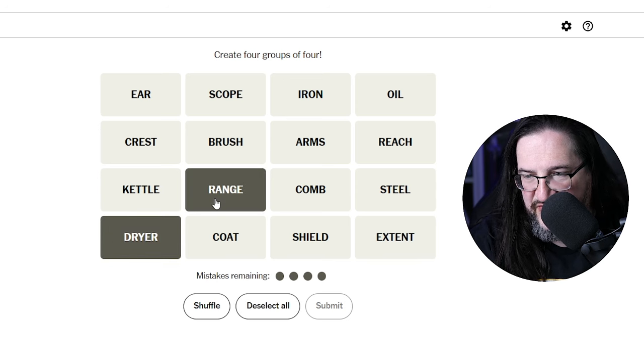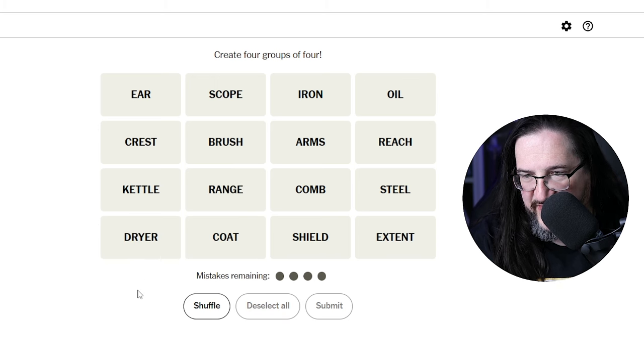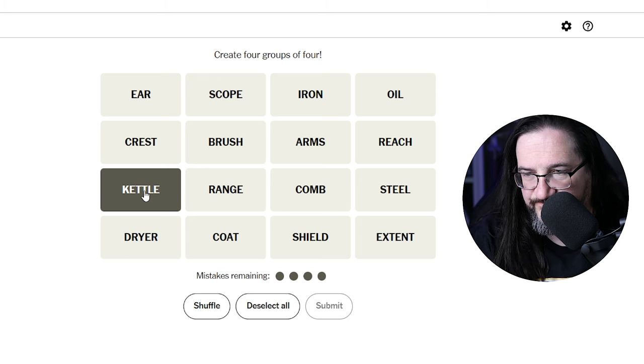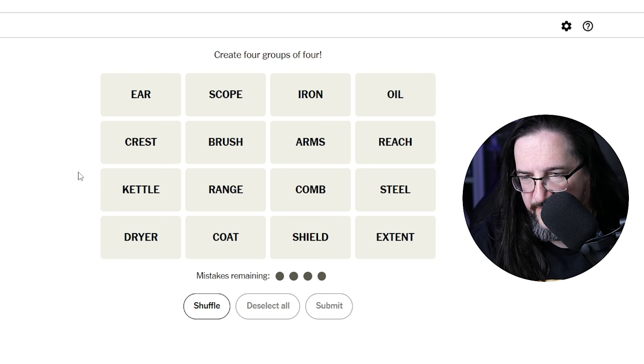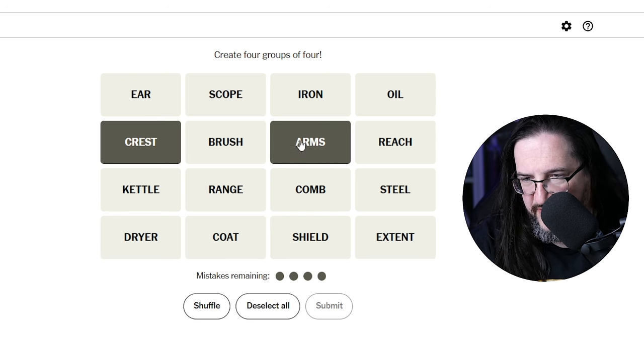Dryer, range. I was going to say these are appliances for washing clothes, but I can't go past that. A kettle, things that whistle. What else would whistle? Anything else would whistle? No. Things that make things, kitchen items. No. Okay.